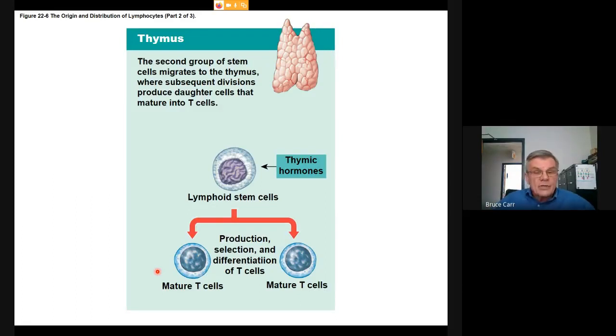The thymus is where we get thymic hormones as the differentiating chemical factors that cause these lymphoid stem cells to produce T cells of all types. Now, this is, as we said, the cell-mediated immunity.